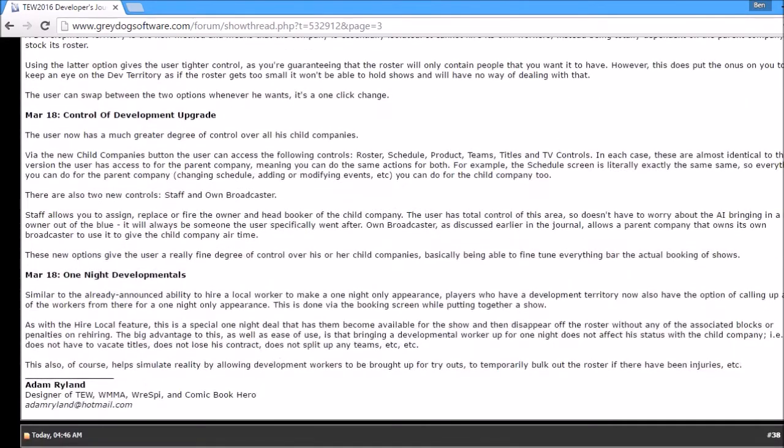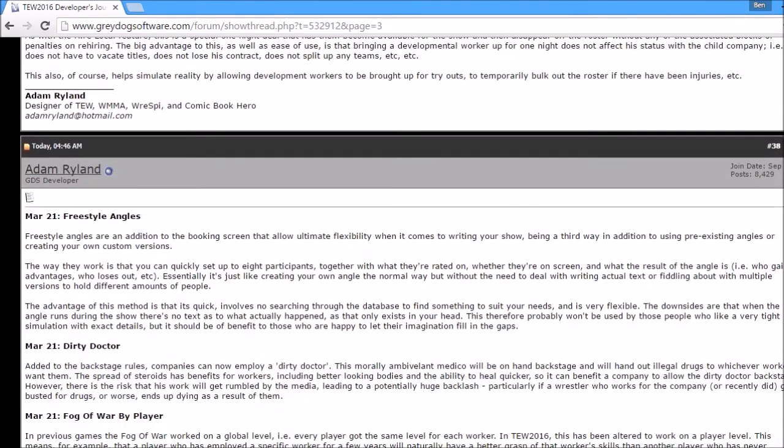And all the way down here, we start off with freestyle angles. Freestyle angles are an addition to the booking screen that allow ultimate flexibility when it comes to writing your show, being a third way in addition to using pre-existing angles or creating your own custom versions. The way they work is that you can quickly set up to 8 participants together with what they're rated on, whether they're on screen and what the result of the angle is, i.e. who gains advantages, who loses out, etc.